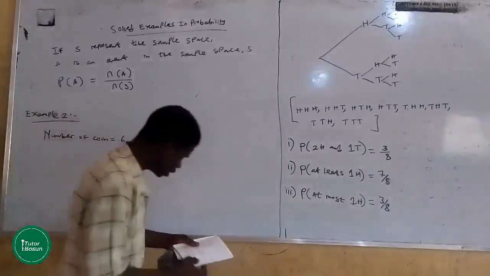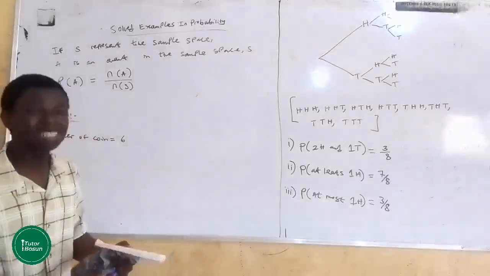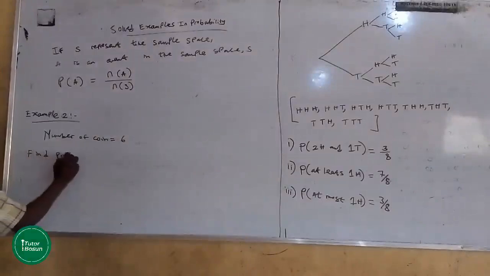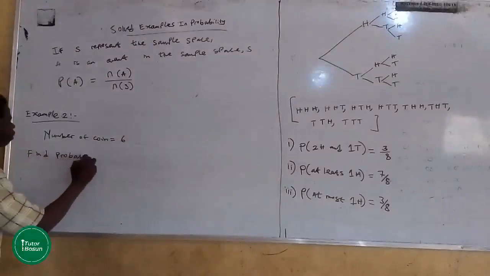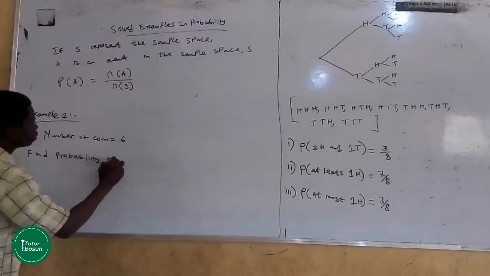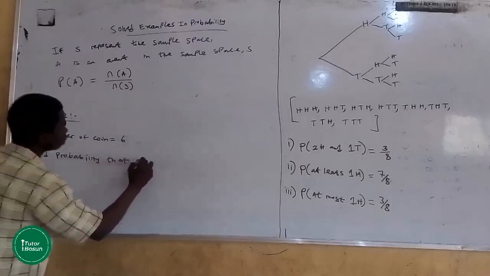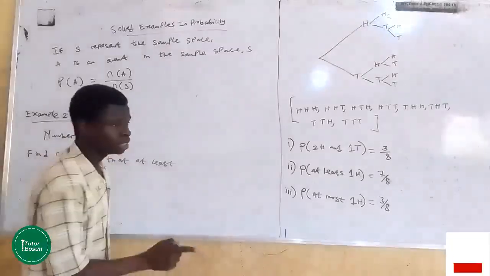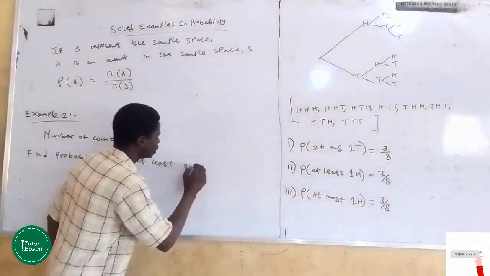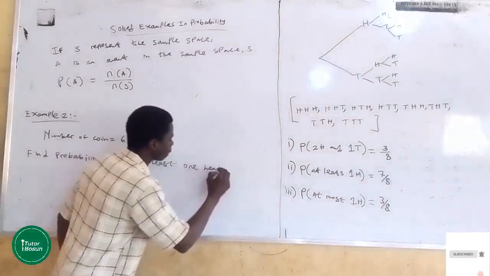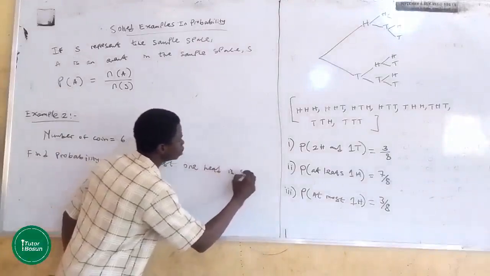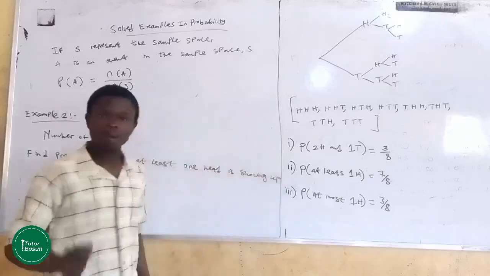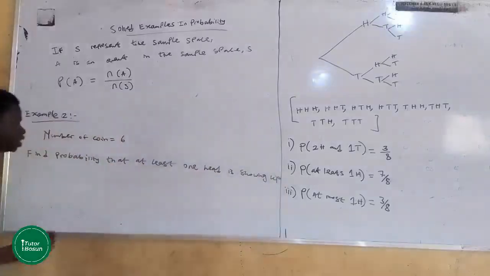So this question says we should find the probability that at least 1 egg is showing up. Probability that at least 1 egg is showing up.